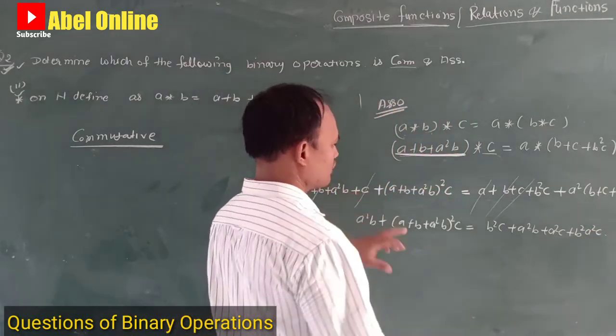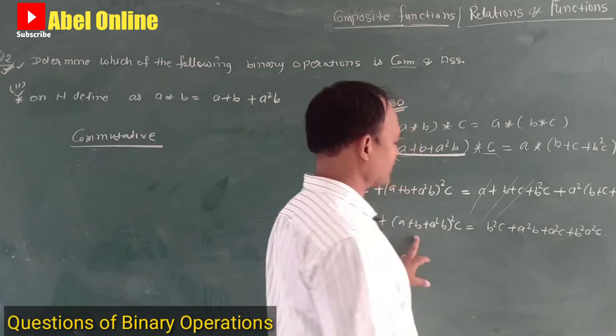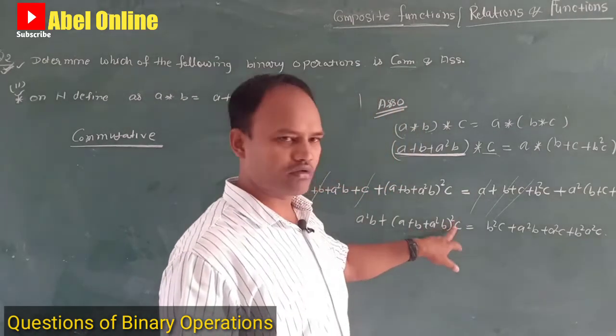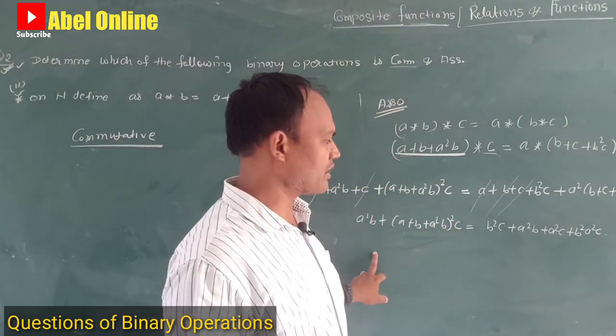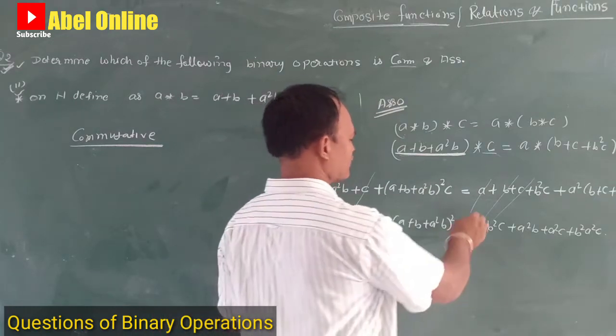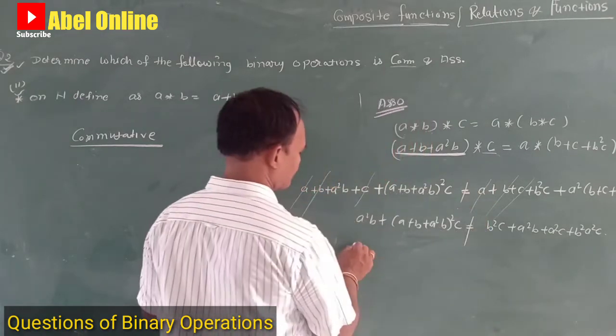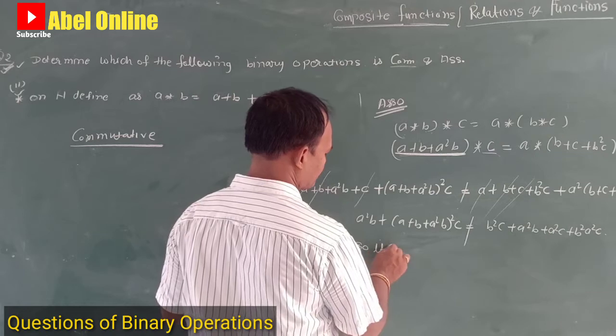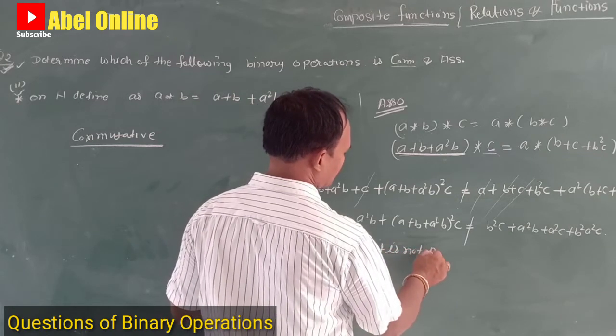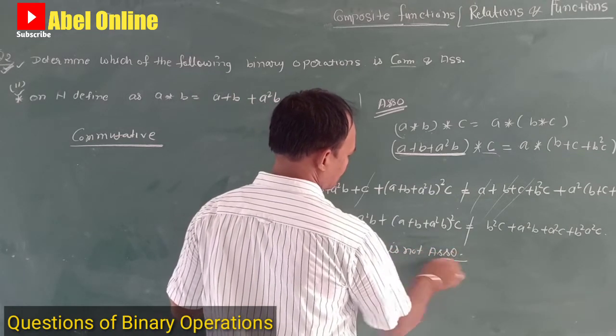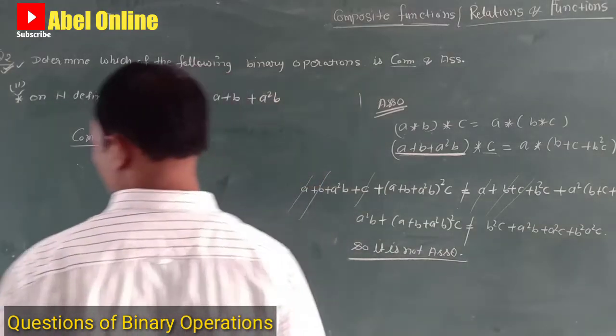Both are not equal, because when we are expanding (a plus b plus c) to the power 2 multiplied by c, this is a very big part, so we can say that these are not equal. So it is not associative.